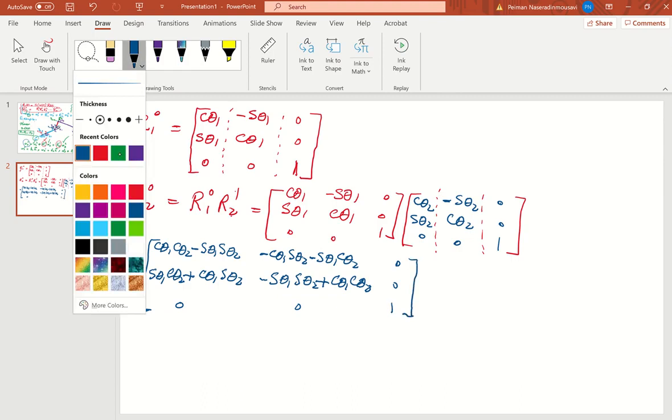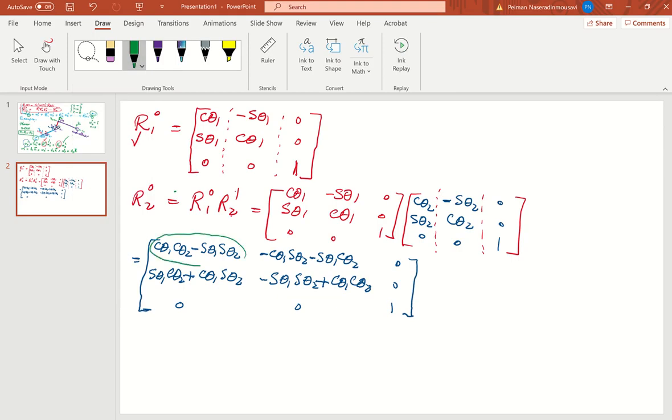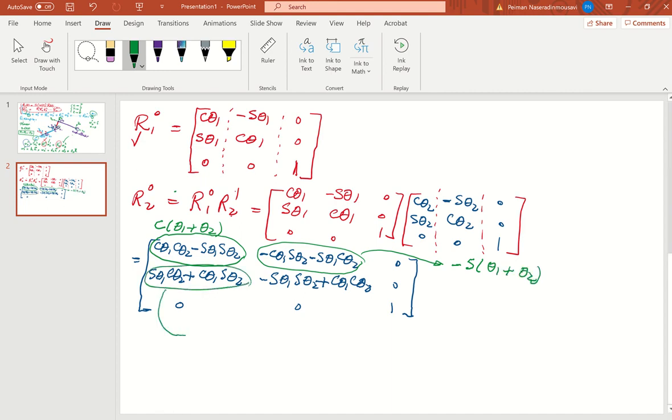But we know from trigonometry from high school, how much is this? This is cosine of theta 1 plus theta 2. This is how we know. And from high school trigonometry, how much is this? Minus sine of theta 1 plus theta 2. The same here, how much? Sine of theta 1 plus theta 2. And again from trigonometry, we know that this is cosine of theta 1 plus theta 2.